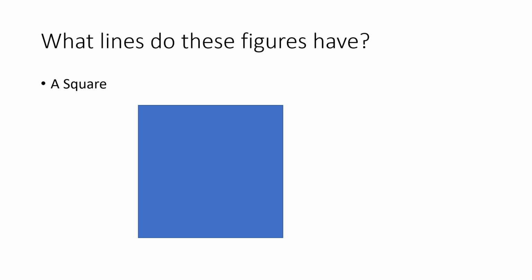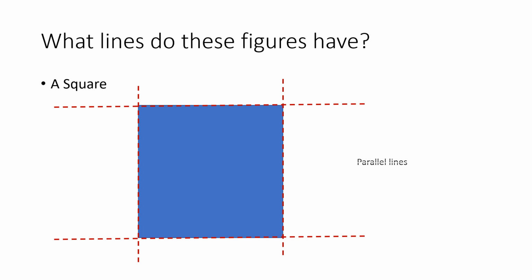First, a square. What are the different kinds of lines it is made of? There are these two lines and the vertical ones, and they are both parallel lines. So, a square is made up of parallel lines. What is the angle between these two lines? It is 90 degrees. So, a square is also made up of perpendicular lines.